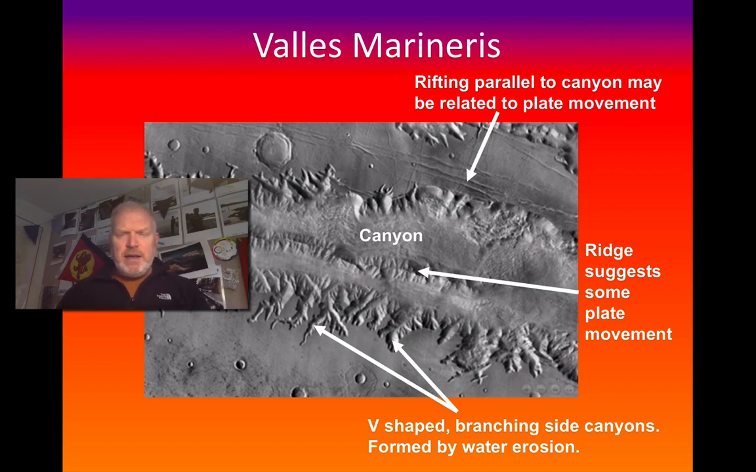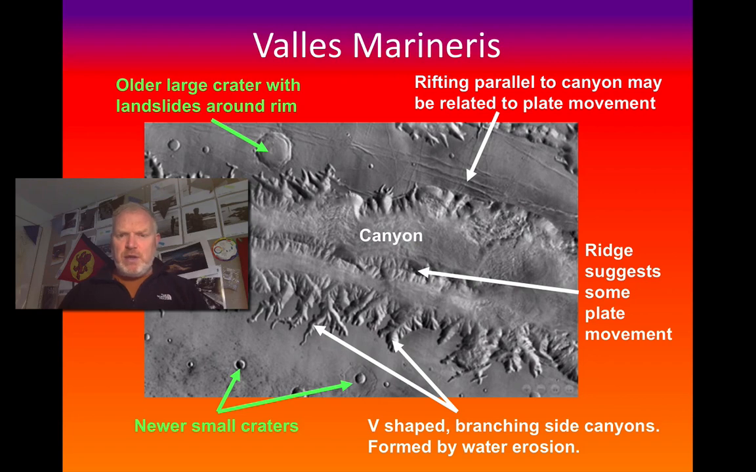So clearly, this canyon has been formed perhaps as a weakness created by plate movement that's then been widened out by erosion. But if we think about the scale of this, think about the amount of water that must be in there. It must be enormous.